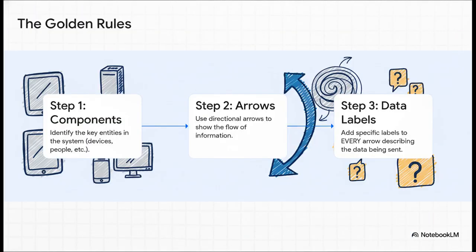All right, so here they are, the 3 golden rules. Rule number 1, you need your components. These are just the main parts of the system. Rule number 2, directional arrows. Simple lines with a clear arrowhead so we all know which way the data is flowing. And rule number 3, and listen up because this one is the big one, data labels. Every single arrow needs a label that says exactly what information it's carrying.